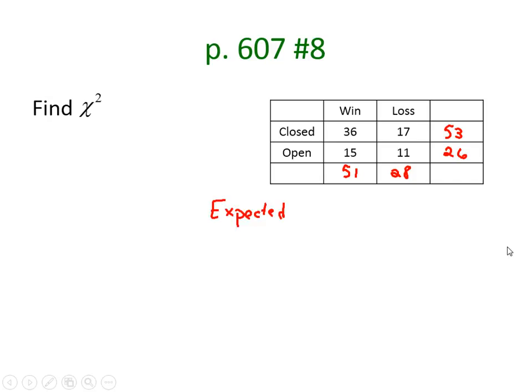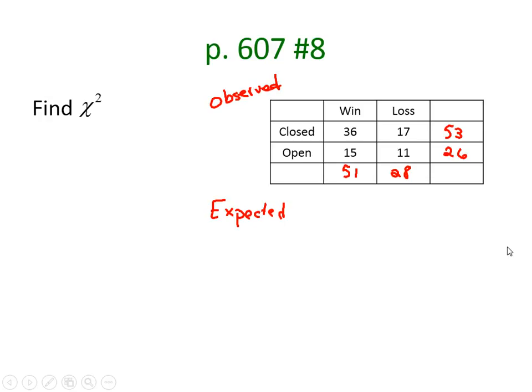So this is what was observed. They won 36 games when their dome was closed. They won more games when the dome was closed than they won when the dome was open. So they're going with the assumption that it looks like that's helping. But compared to the number of games, they lost more games with their dome closed than they lost with their dome open. So obviously in this case, they had more times when the dome was closed than when their dome was open.